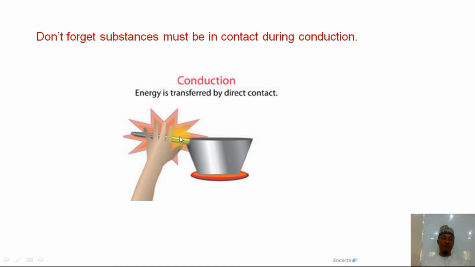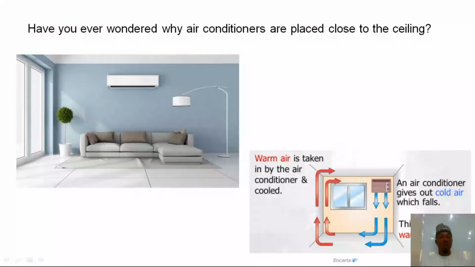Now don't forget that a substance must be in contact before conduction can take place. If I want to conduct heat from this pan to my hand, I must touch the material. If this pan wants to conduct heat from a burning stove, it must be in contact with the burning stove. Is that clear? Another method of heat transfer is convection.